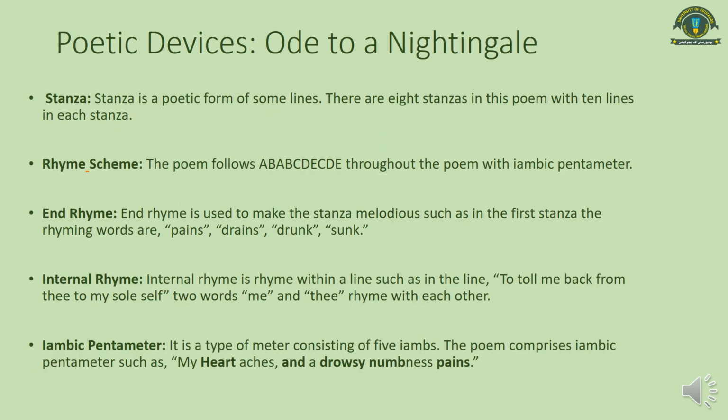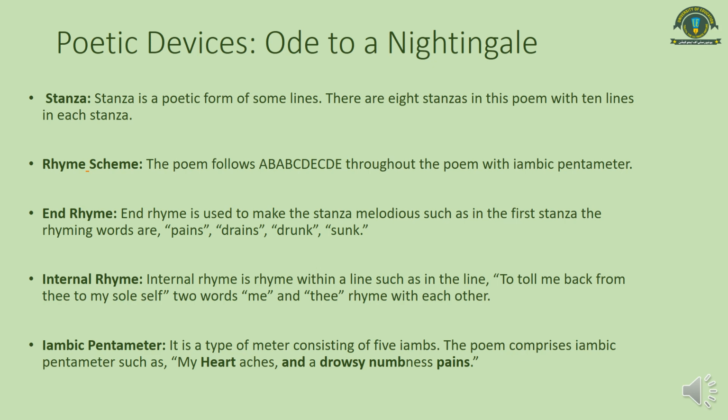Stanza is poetic form of some lines. There are 8 stanzas in this poem with 10 lines in each stanza. Since it is Horatian ode, so the poet has certain license to form the structure the way he likes. Rhyme scheme is A, B, A, B, C, D, E, C, D, E throughout the poem with iambic pentameter. End rhyme is used to make the stanza melodious, such as the first stanza. The rhyming words are pains, drains, drunk, sunk.